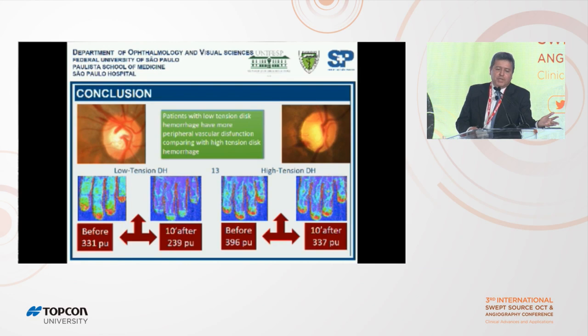And this is the conclusion. Patients with low tension disc hemorrhage have more peripheral vascular dysfunction compared with high tension disc hemorrhage. Something that I like from topical OCT is that for every scan you have a retinography. There are a lot of signs that we know are related to glaucoma that we lose if we only look at the OCT. If you have, for example, disc hemorrhage, I think it's one of the most important ones. So for each scan you have a chance to see how the optic nerve is and to combine all the information.